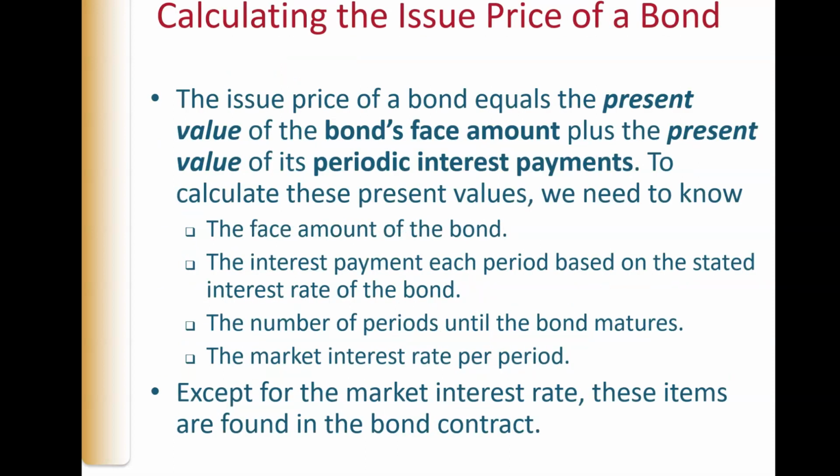So how do you calculate the issue price of a bond? It's the present value of the bond's face amount, the $100,000 at the end, plus the present value of those periodic interest payments, those $3,500 every 6 months. To calculate those present values, we have to know the face amount of the bond, the interest payment each period, and the number of periods until the bond matures, and the market interest rate. Everything is on that bond except the market interest rate.